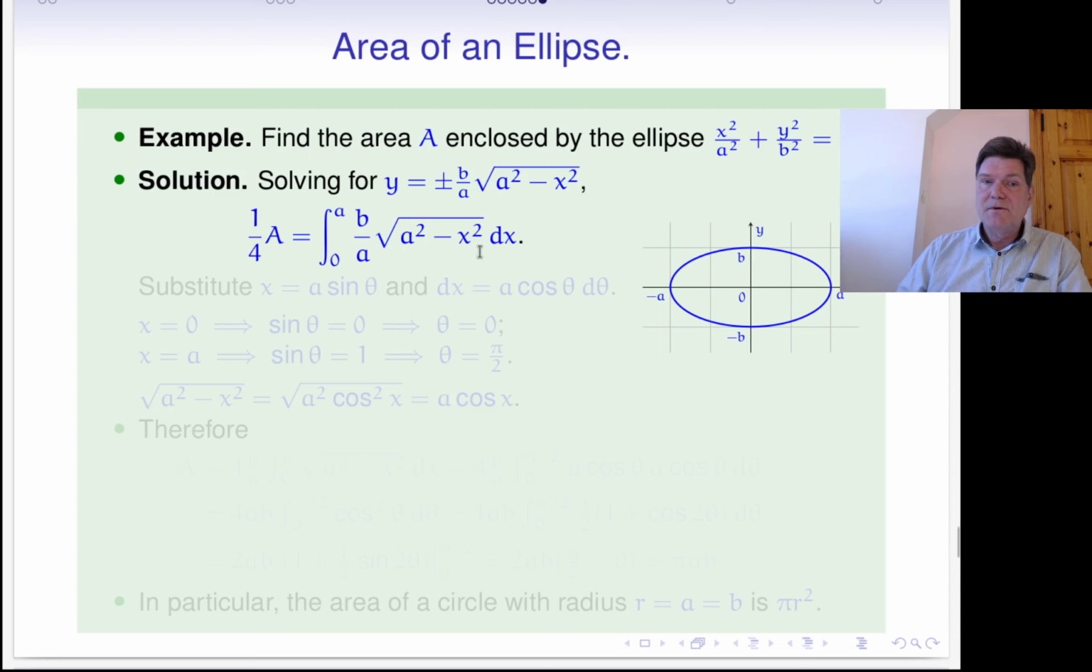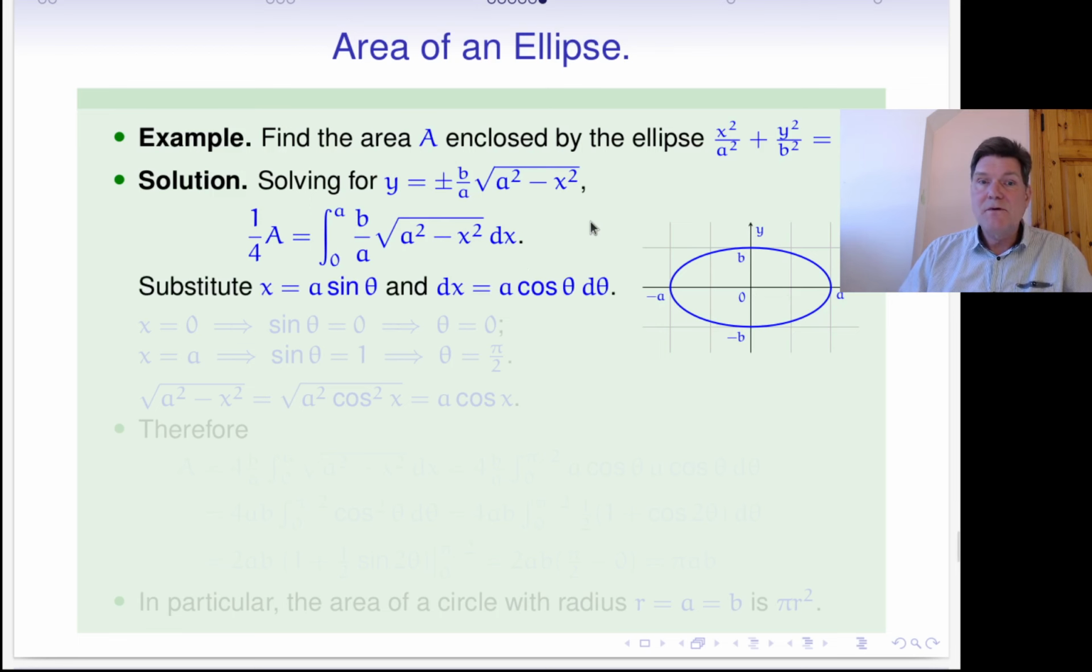In terms of integrals, we can say that a quarter of the area in question is the integral from 0 to a here on the x-axis over the positive part of this equation, expressing y in terms of x. So that's the integral from 0 to a over b over a times the square root of a squared minus x squared dx.